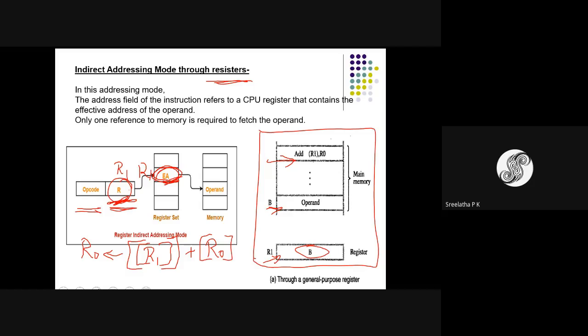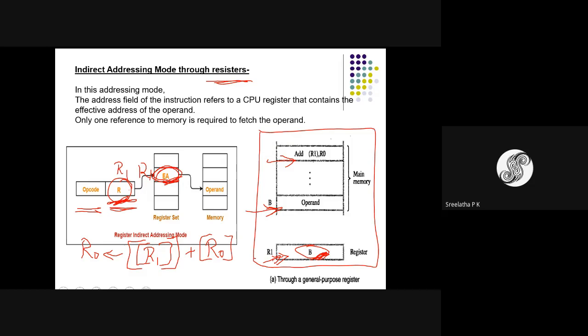How many references to the memory here? The instruction is already being executed. In the instruction you see that one of the operands is R1 within the parenthesis. That means the effective address of the operand is given in the R1 location. So access the register, and B is the address of the memory where the operand is present. So access memory. Here the memory is accessed only once.